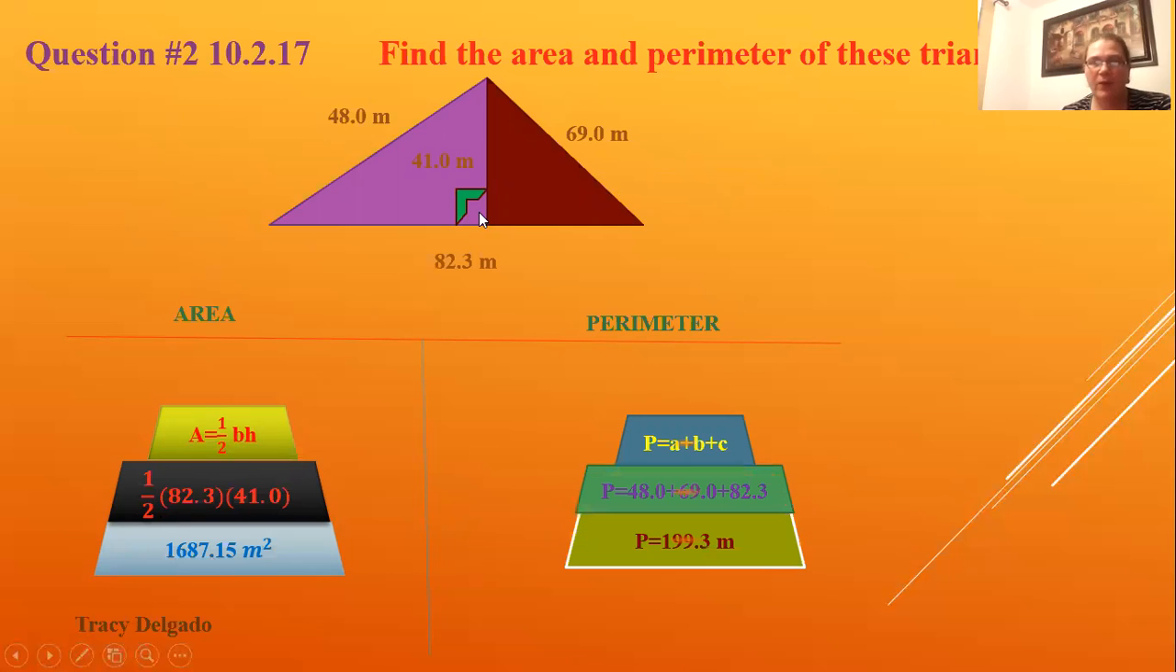To find our perimeter, we will add A plus B plus C. And so that will give us 48 plus 69 plus 82.3. And so our perimeter is 199.3 meters.